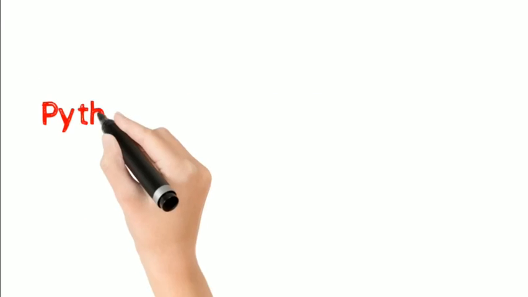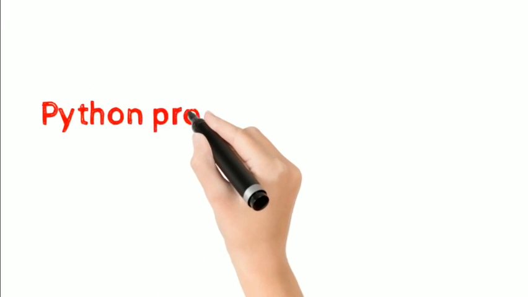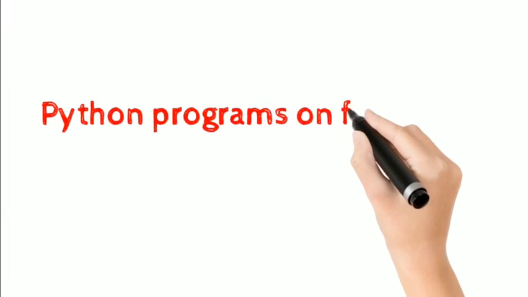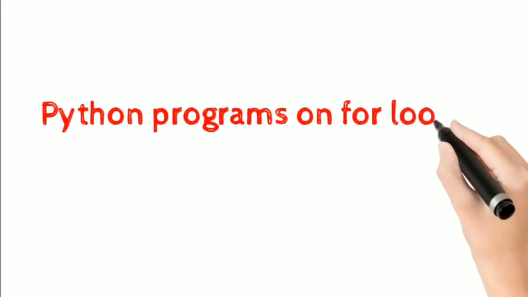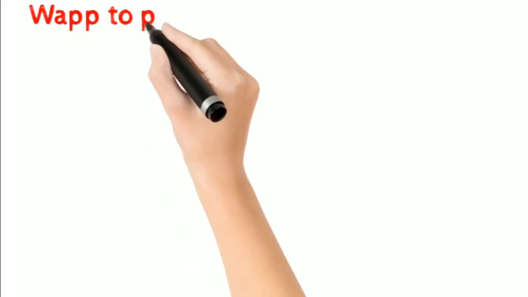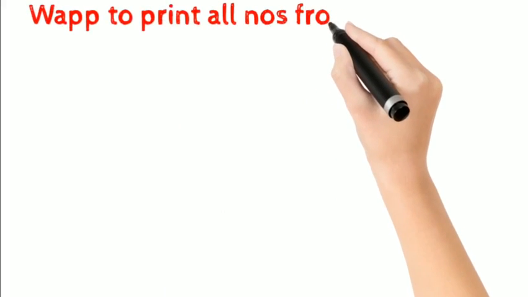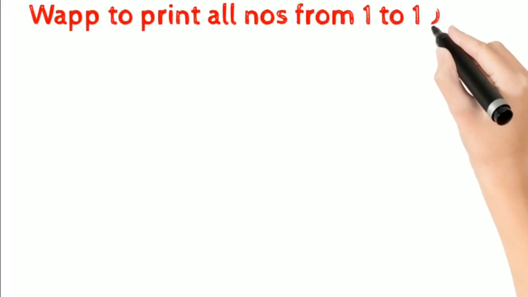Welcome all. In this video, I will explain how for loop can be used in Python. There will be 7 programs. One by one we will discuss them. So the first program is: write a Python program to print all numbers from 1 to 10.